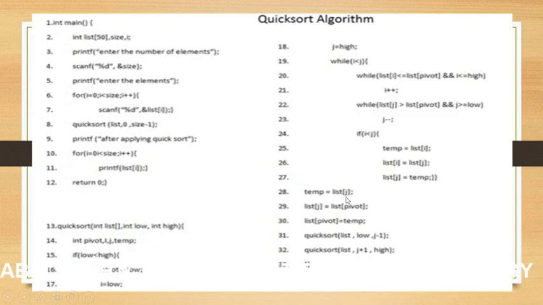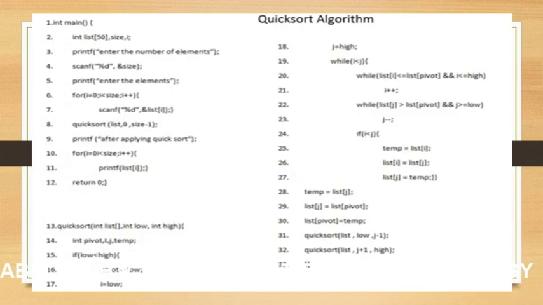Here, we exchange the pivot element with the jth element. Once it is done, we have two partitions. All the elements at the left side of j are considered partition 1. All the elements at the right side of j are considered partition 2, and we call the same quicksort function recursively by passing these partitions, and it continues. Finally, we get the sorted array.